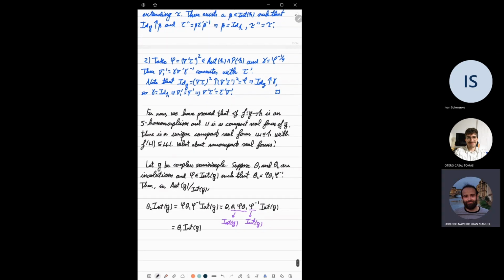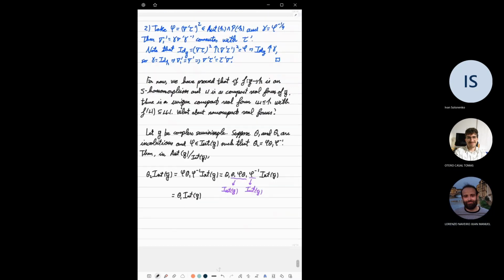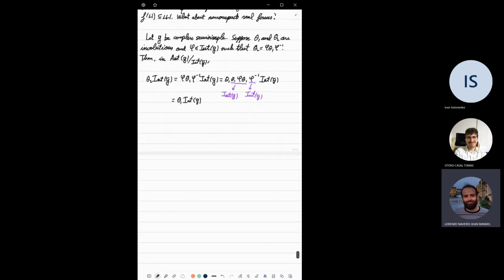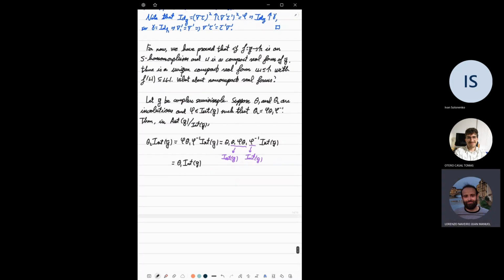This process is not reversible. So, for example, think of any complex simple algebra whose Dynkin diagram has only the trivial automorphism. That doesn't mean that there is only one real form. Okay. So we just have one direction. Conjugate involutions give rise to the same Dynkin diagram automorphism.